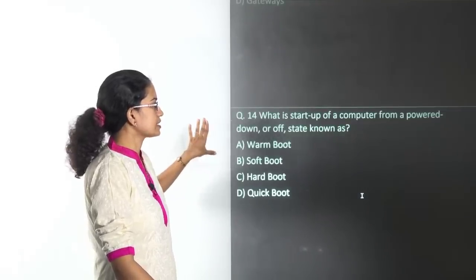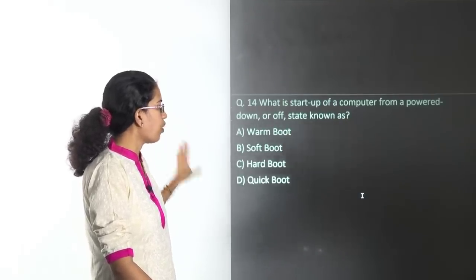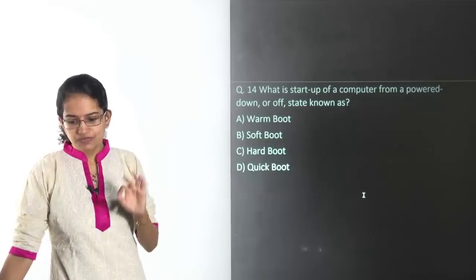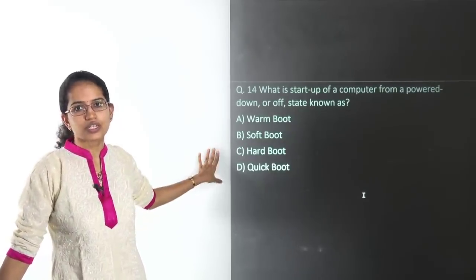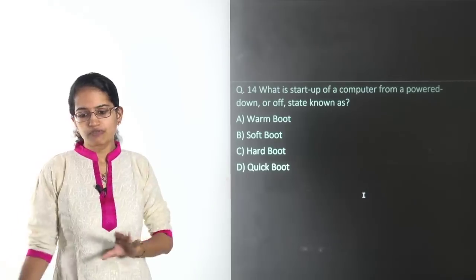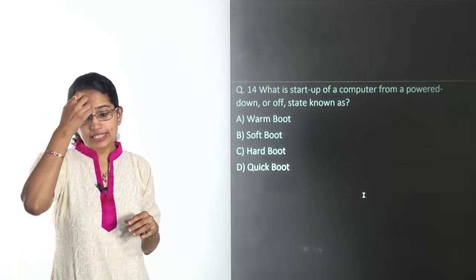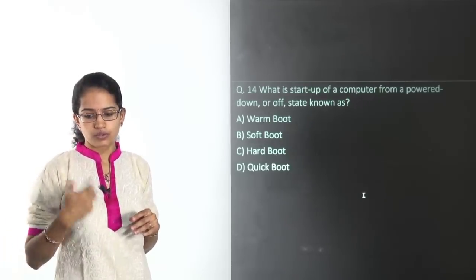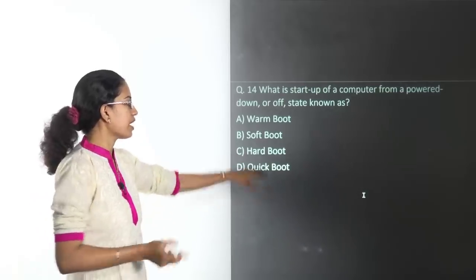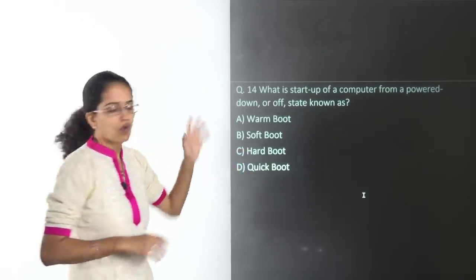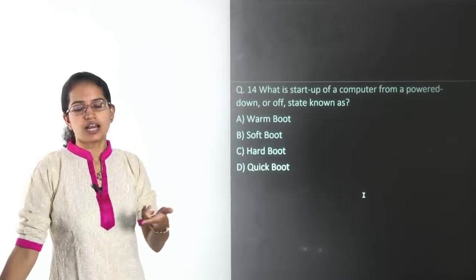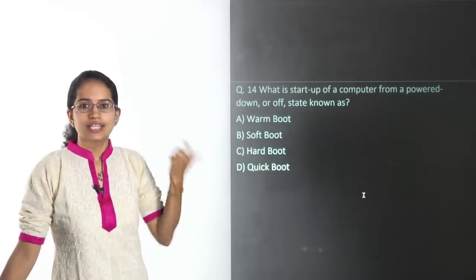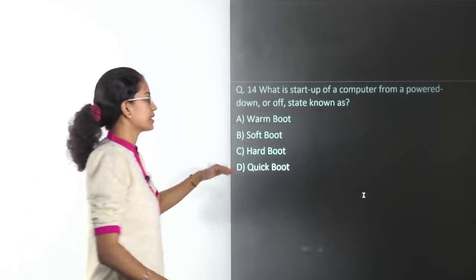Now, what is the startup of a computer from a powered down or off state known as? Again, a very, very important question, and a confusing one here, because if I had another choice, the answer would have been very clear. Looking for the correct answer. Great, Preeti has the right answer, it's hard boot. Hard boot is the same as cold boot. So another name for cold boot is hard boot, and therefore you have hard boot as the right answer here. Warm boot is basically the restart via the operating system. So this was a question on cold boot, and here we had not willingly put cold boot, but rather hard boot as the option.